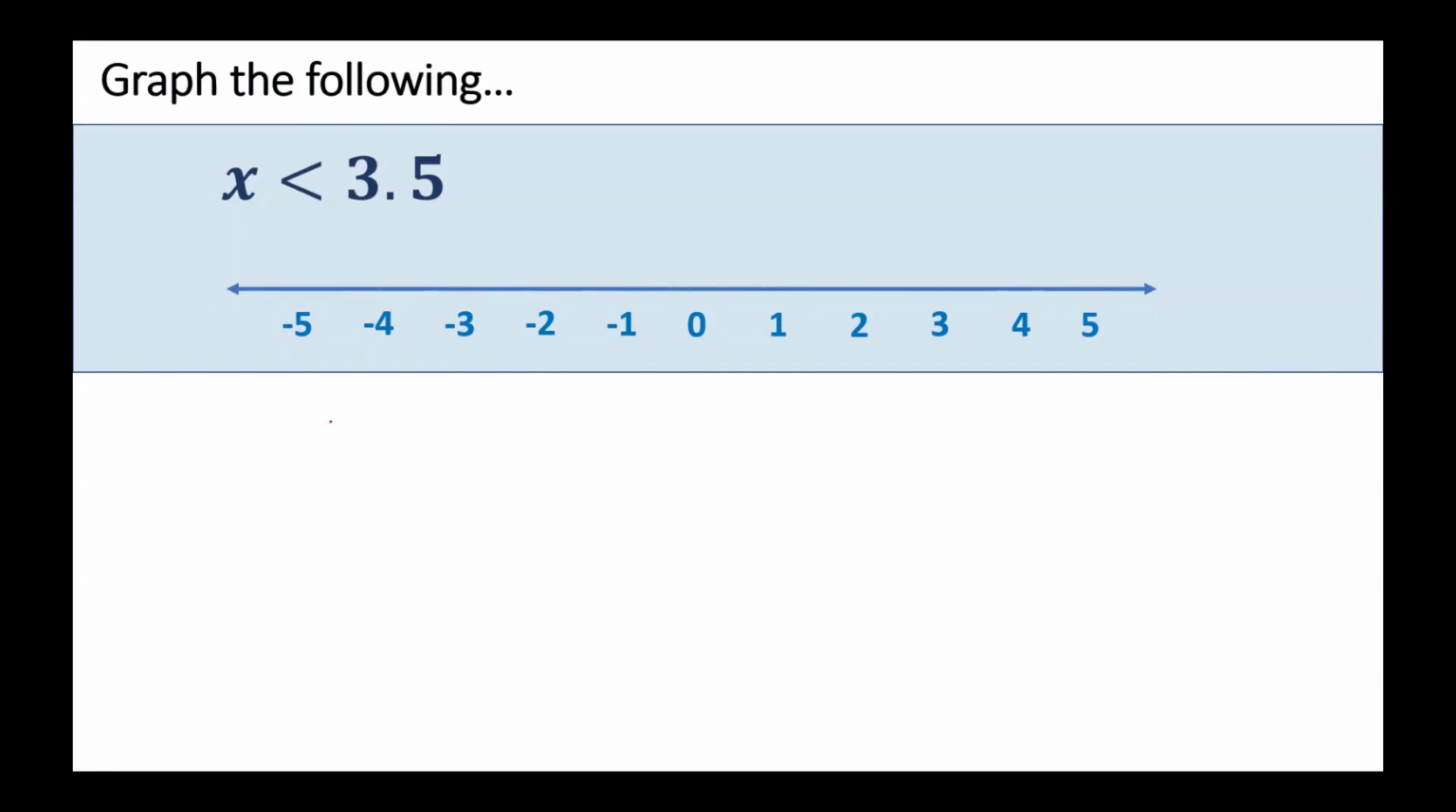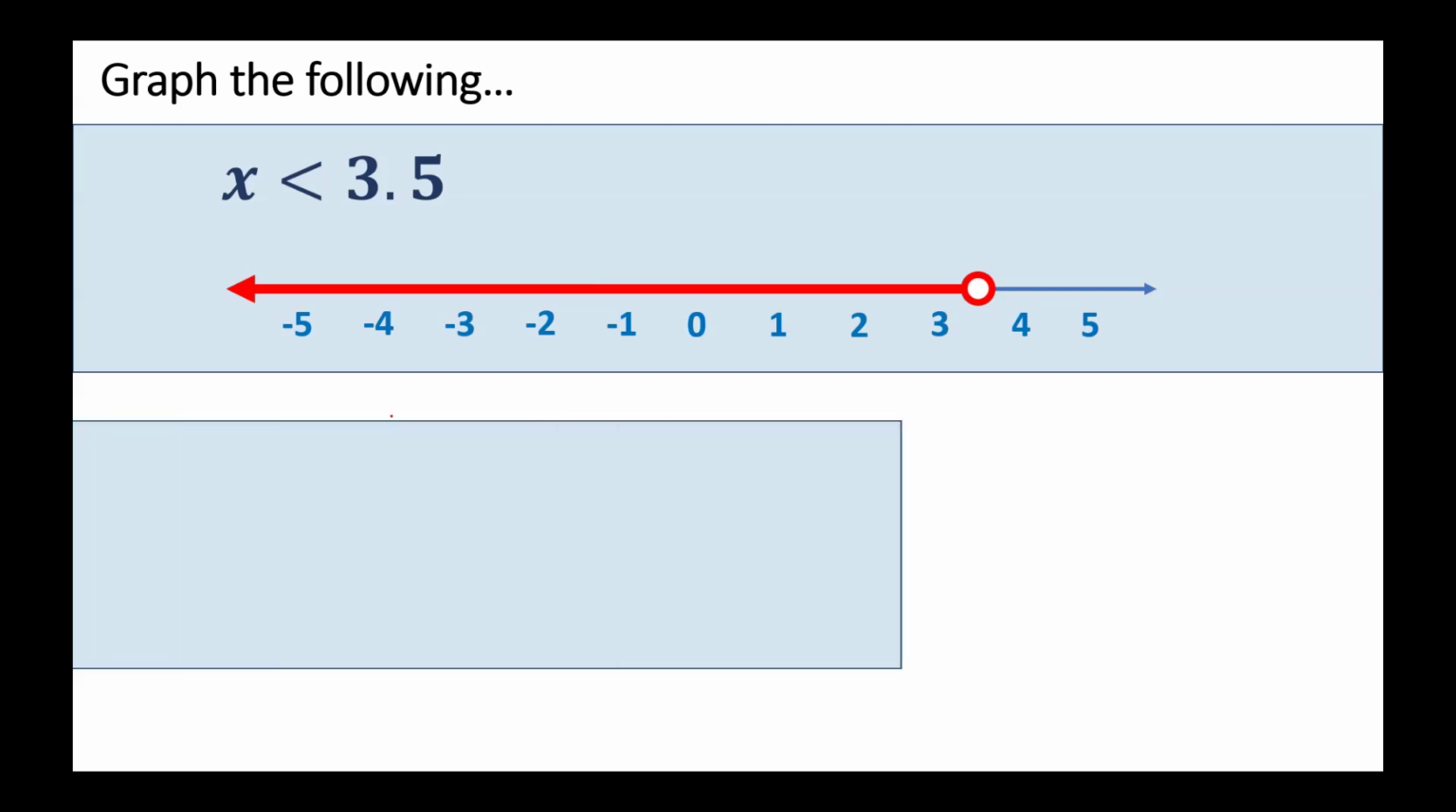So on a number line, find 3.5. You want to draw an empty circle because I don't include 3.5. And if I'm less than 3.5, that means I could be 1, I could be 2, I could be negative 4. So I just shade the arrow in the opposite way.